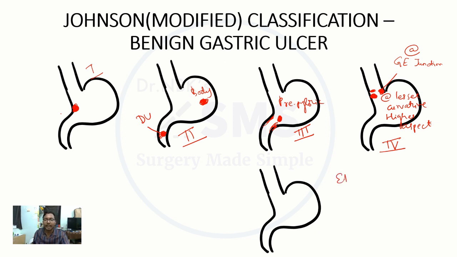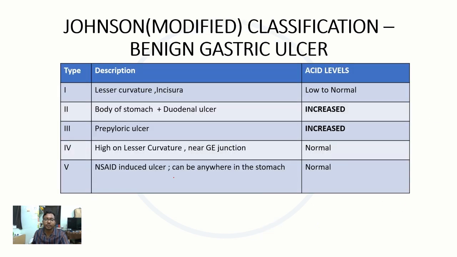All right. Then type 5 can occur anywhere, but the main etiological factor will be NSAID abuse. So it is nothing but your NSAID induced ulcer. Whenever you have an NSAID induced ulcer, that is your type 5. It can occur anywhere in the stomach.